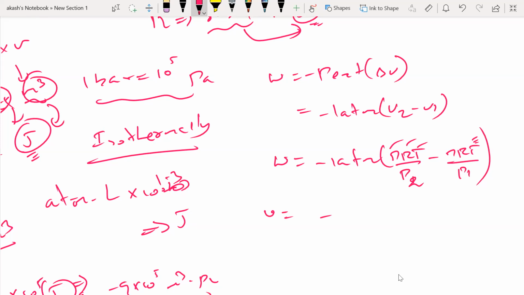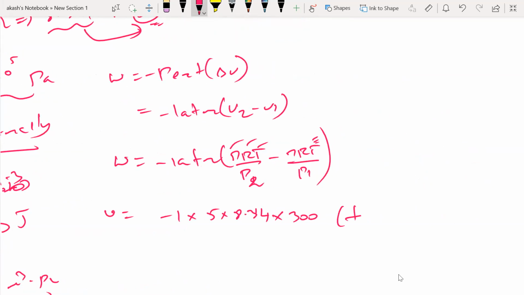So it should be minus 1 into n. They have given the number of moles to be how much? 5 moles of a gas. R value I said that I should use as 8.314, and the temperature is 27 degrees Celsius, which is 300 Kelvin. You should not put Celsius degrees, people. Into 1 by P2. P2 is how much? Final pressure is 4 from the initial pressure of 10.